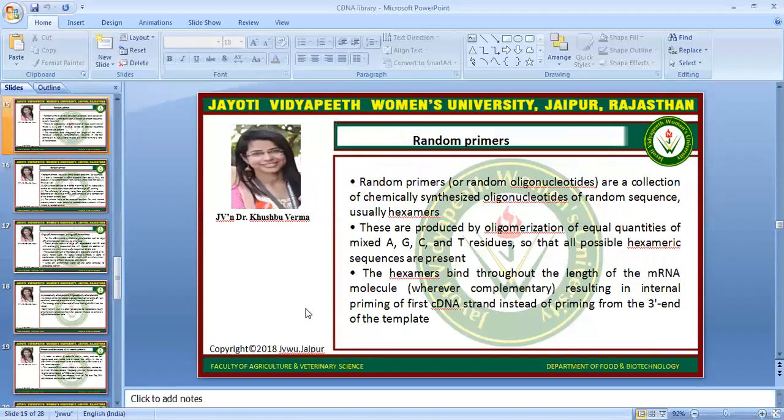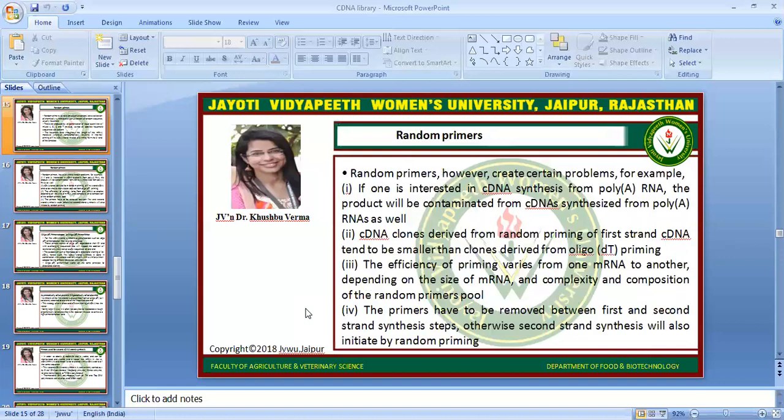Next one is the random primers. Random primers are a collection of chemically synthesized oligonucleotides of random sequences, usually hexamers. These are produced by the oligomerization of equal quantities of mixed A, G, C, T residues so that all possible hexameric sequences are present. The hexamers bind throughout the length of the messenger RNA molecule wherever complementary, resulting in internal priming of the first cDNA strand instead of priming from the 3' end of the tail. It means they can bind to the internal region of the messenger RNA or any kind of RNA.